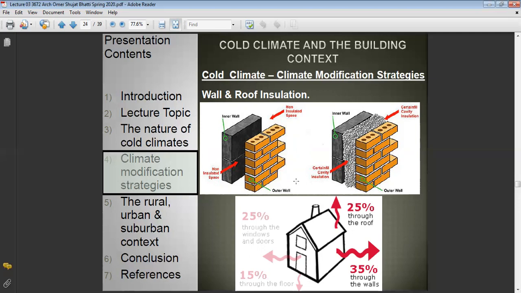So in a typical house, you can see in the lower picture that 25% of the heat is going to be disseminated through the roof, while 35% through the walls. So these are the two major areas. Through the floor it is very little, like 15%, and 25% through the windows and doors.